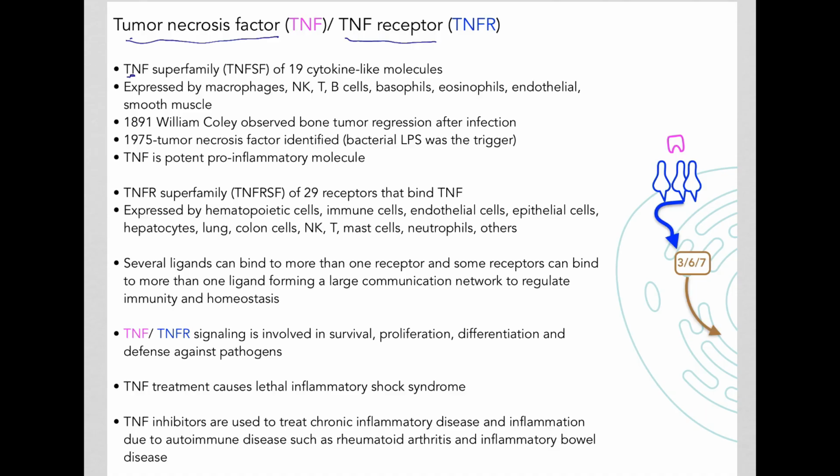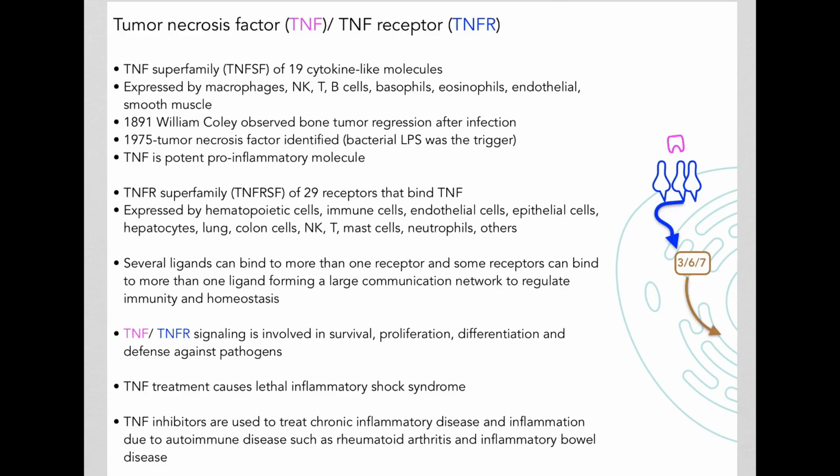So these ligands, the TNFs, belong to what we call the TNF superfamily, sometimes abbreviated as TNF-SF. And there are about 19 ligand cytokine-like molecules or ligands that we know of today. These ligands are expressed mainly by cells such as macrophages, natural killer cells, the T and B lymphocytes, basophils, eosinophils, endothelial cells, smooth muscles, and a few other types of cells.